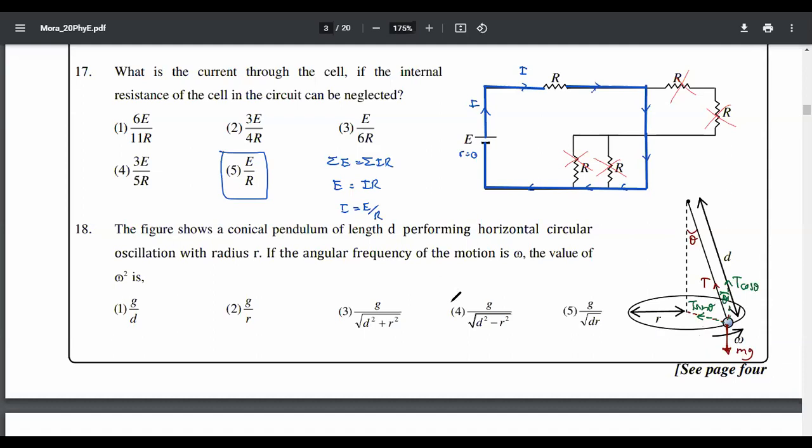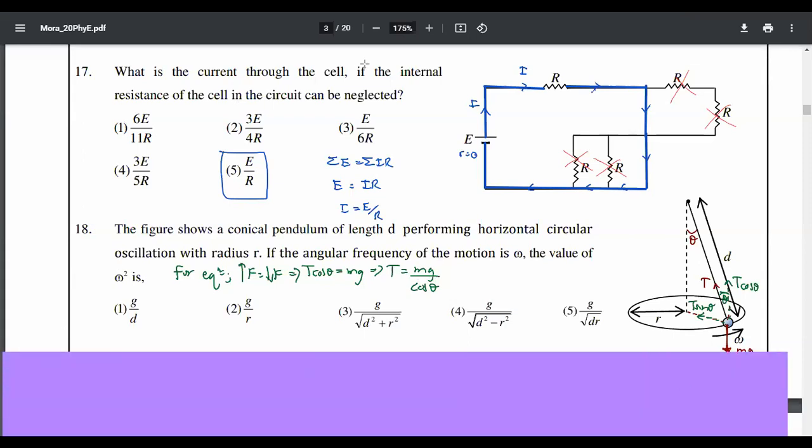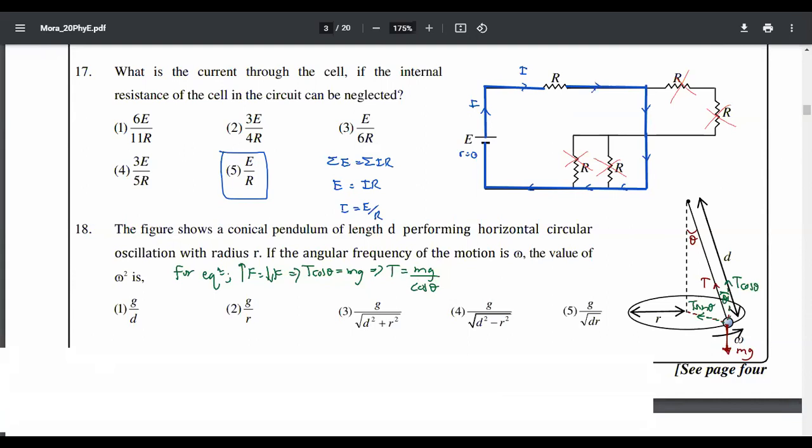And then we have to start. How do you start it? We know for equilibrium, upward force is equal to downward force. The upward force is T cos theta. T cos theta is equal to mg. Therefore, T is equal to mg divided by cos theta. You can start there. And then there's only one way to find omega square. What is that? Applying the equation for centripetal force. Right, let's do that quickly and finish it off.